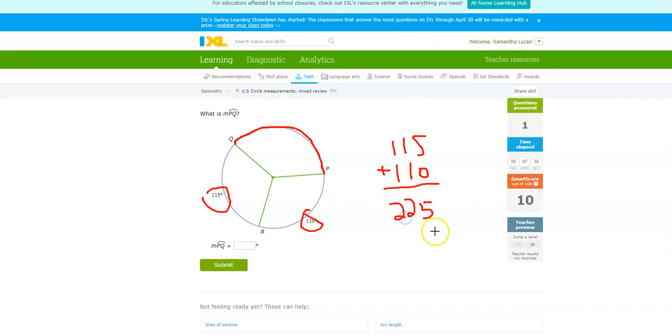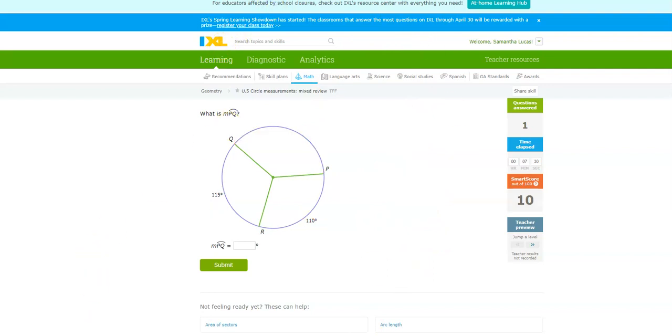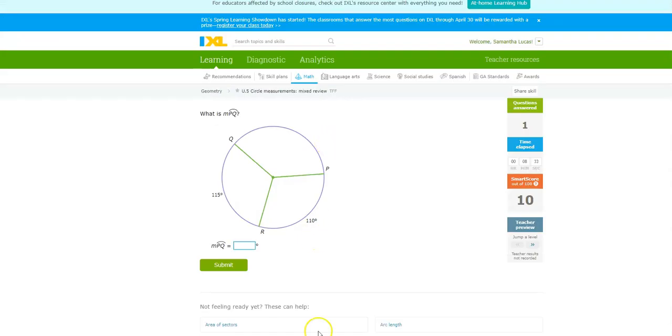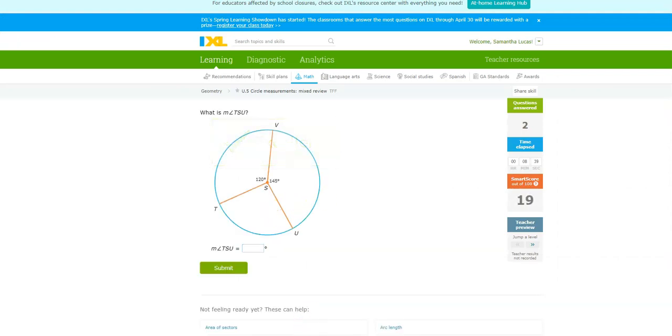All right, so 115 plus 110 is 225. I'm going to go to Desmos, and I'm going to subtract 225 from 360, and I get 135. So let's just put 135. There we go.